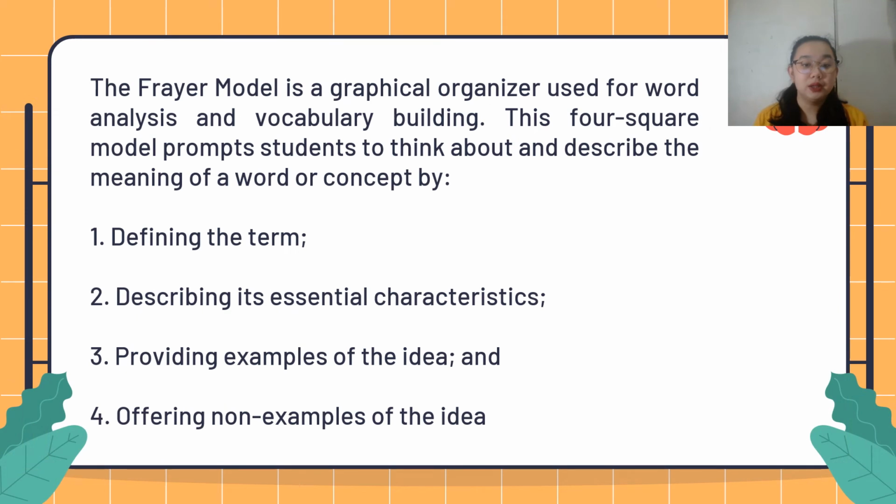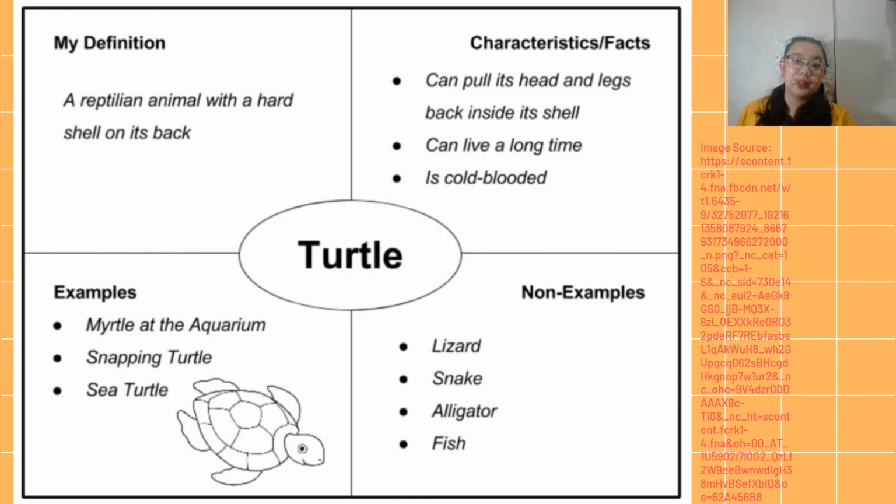The Frayer model is a graphic organizer used for word analysis or vocabulary building. This four-square model prompts the students to think about and describe the meaning of a word or concept by defining the term, describing its essential characteristics, providing examples of the idea, and offering non-examples of the idea. And we have here the Frayer model.